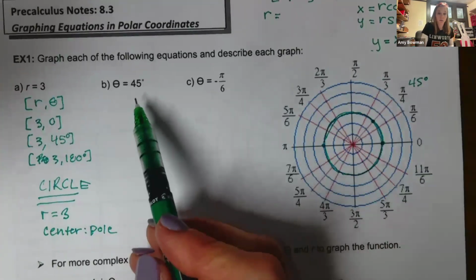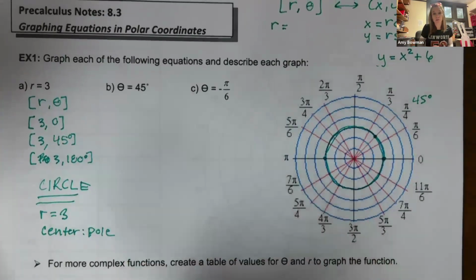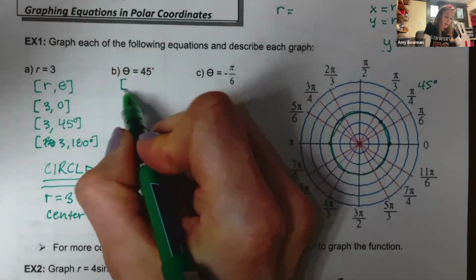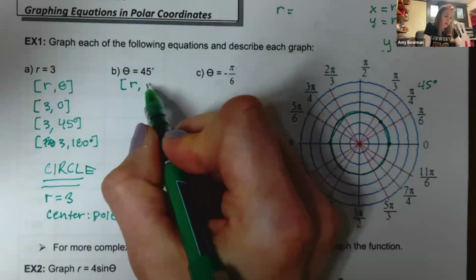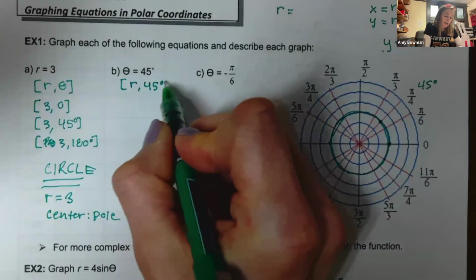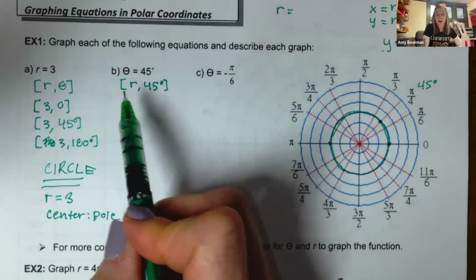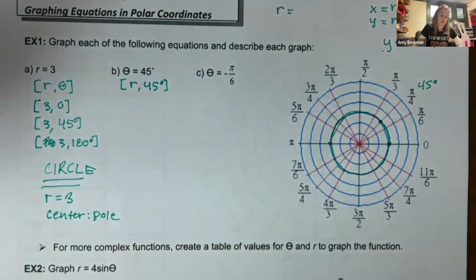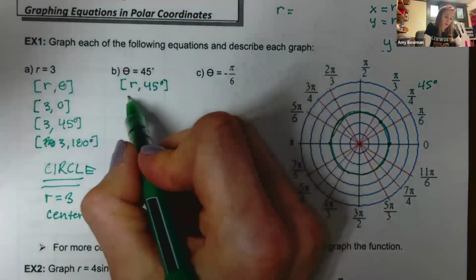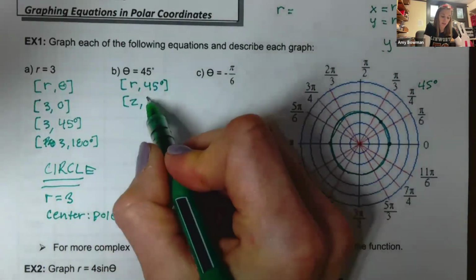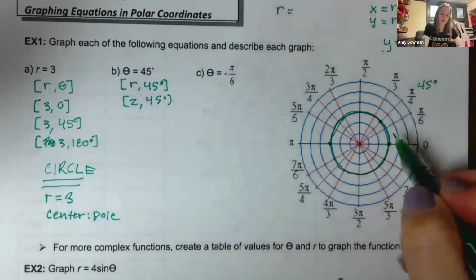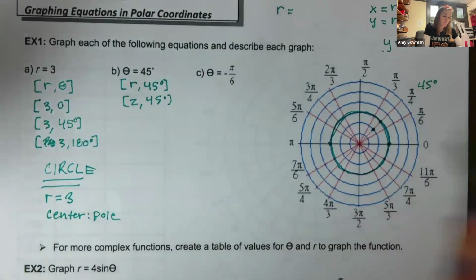Let's look at another simple equation, theta equals 45 degrees. This one, again, feels a little confusing because it is almost too simple. Remembering that we've got r, comma, theta, in this case it's kind of the reverse. It doesn't matter what r is. Theta is always 45 degrees. So we could say r is 2, theta is still 45 degrees. So I would go out towards 45, go 2, put a point.